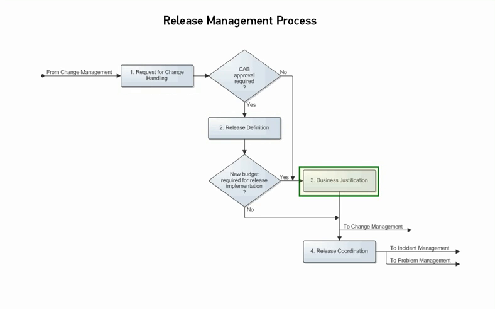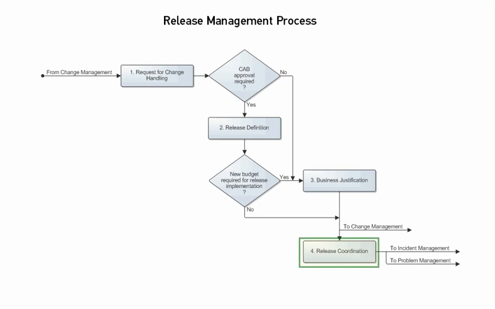The third procedure, business justification, is used by the release coordinator only when additional funding is needed to implement the release. If additional funding is required, the release coordinator prepares a business case to justify the expense and then submits the business case to the stakeholders who have the authority to approve the budget requests.